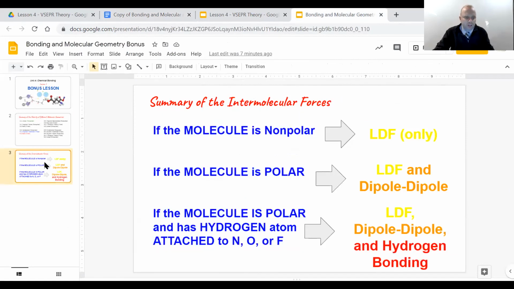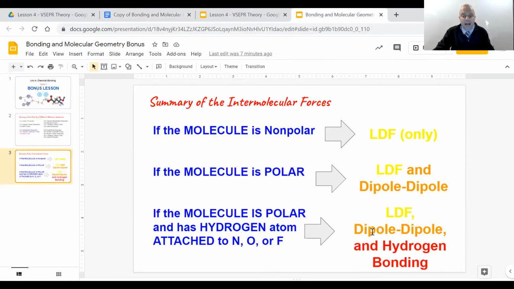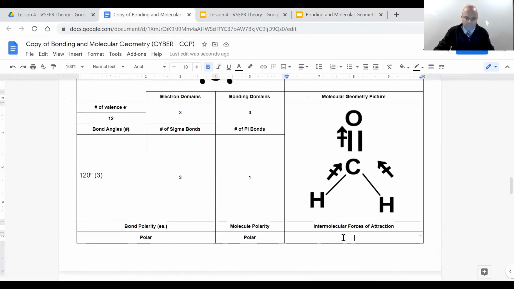We're going to check our designation here. So if the molecule is polar, LDF and dipole-dipole, does the molecule have a hydrogen attached to N, O, or F? This is where it gets really tricky. Does it have a hydrogen? Yes. Is it attached to N, O, or F? The answer is no. So this is just polar. It's not that hydrogen bonding polar. So in this case, we're going to write LDF and dipole, and that's it.